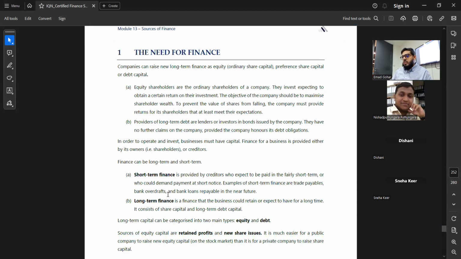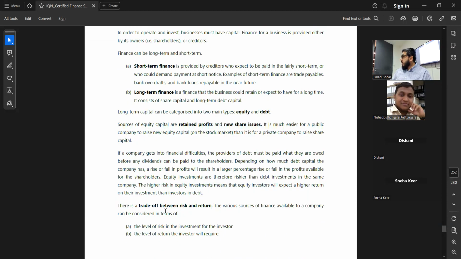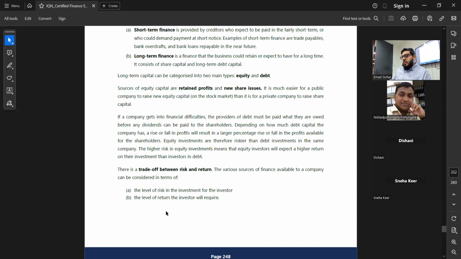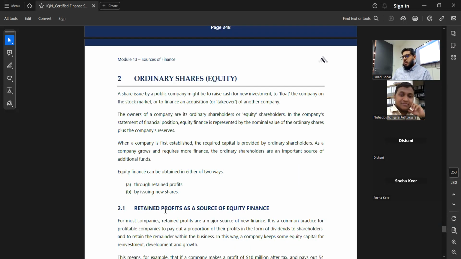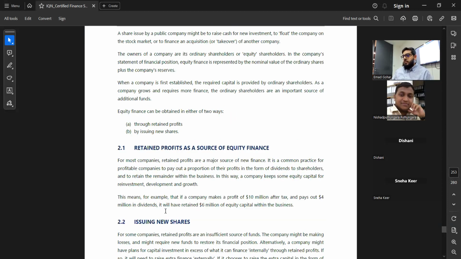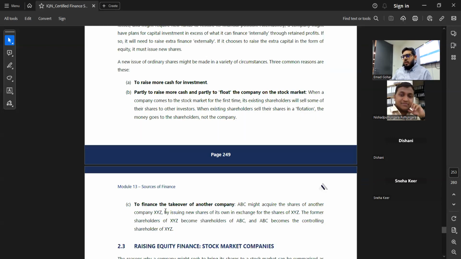Anyways, we discussed in detail short-term finance, long-term finance, right? Equity, debt, you remember? Then we discussed ordinary shares. They are the real owners of the business, remember? Also called common shares, common shareholders. Then we discussed the procedures involved in issuing new shares, right?